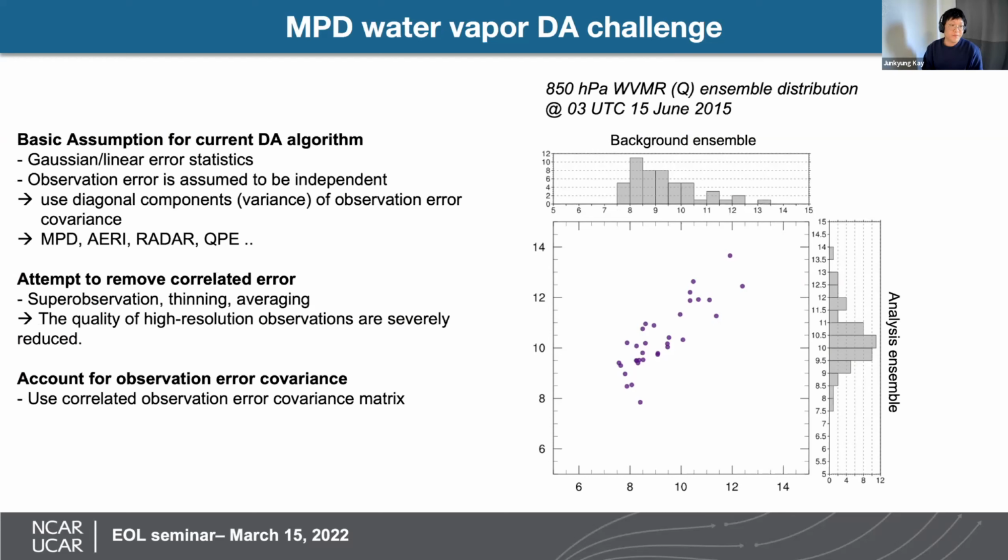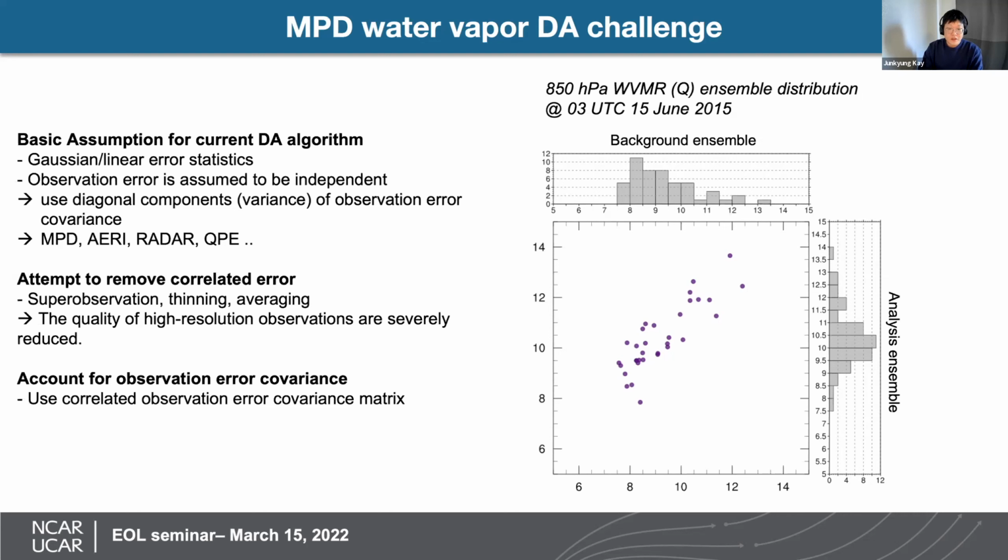There are 2 big assumptions in the current data assimilation system. The first is that we assume a Gaussian error statistic for the model state. However, this assumption is valid for very stable variables and for large scales. But our water vapor observation, especially near the surface, has very high variability in time and space. So this characteristic of water vapor violates this assumption.